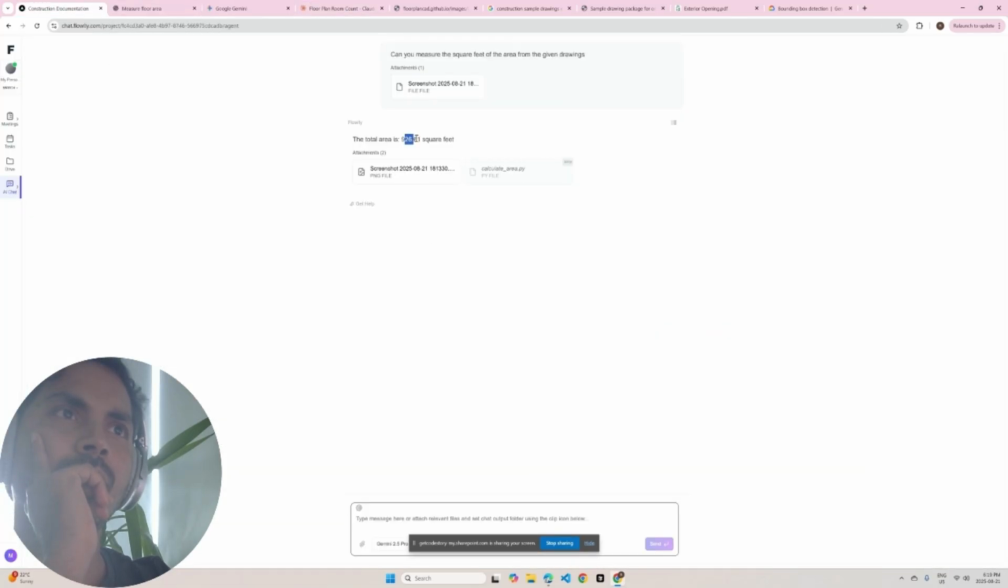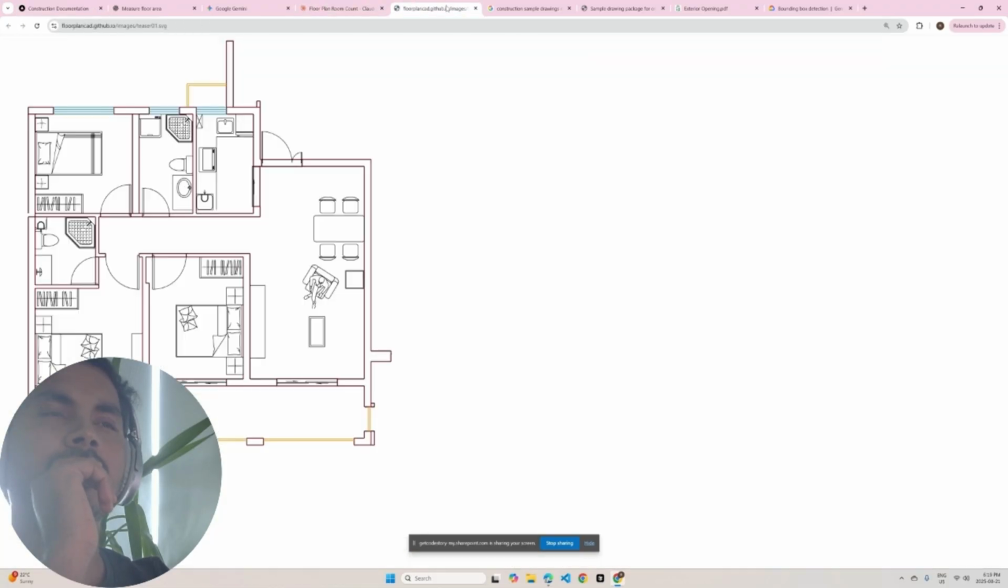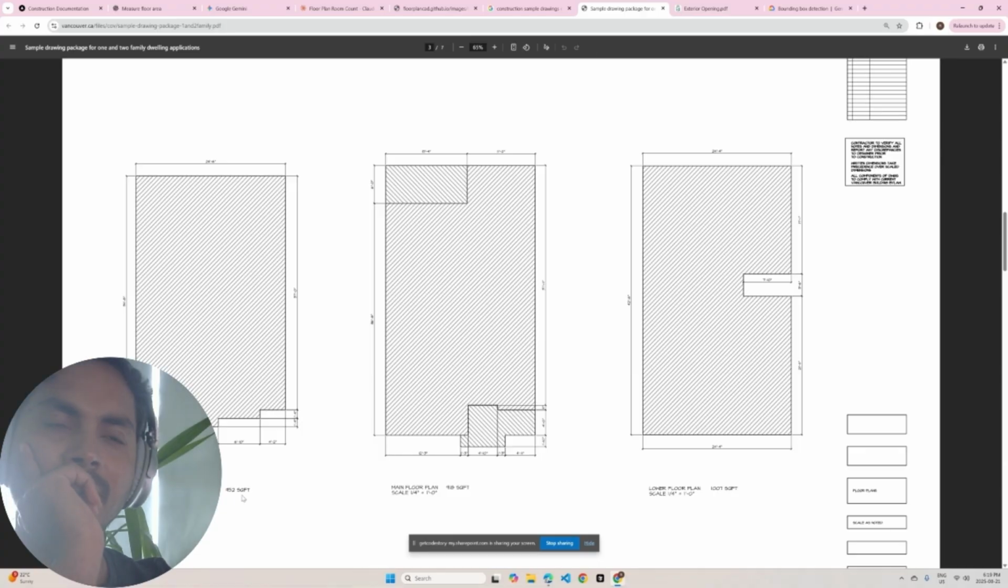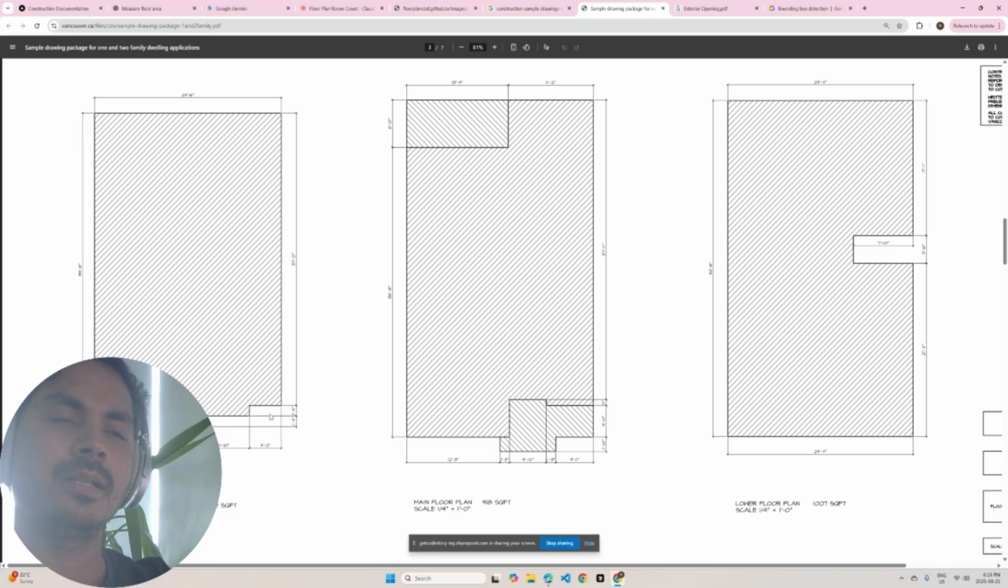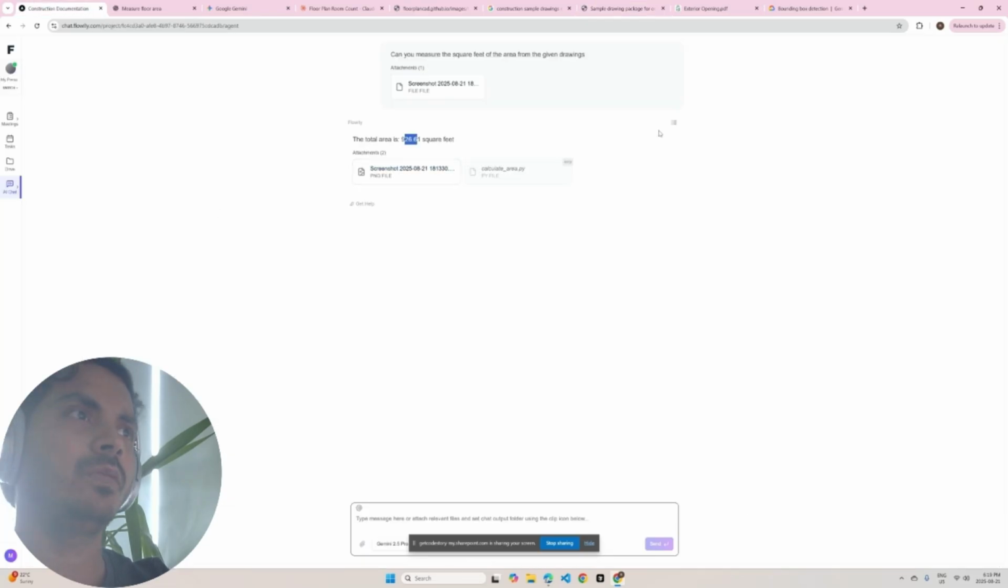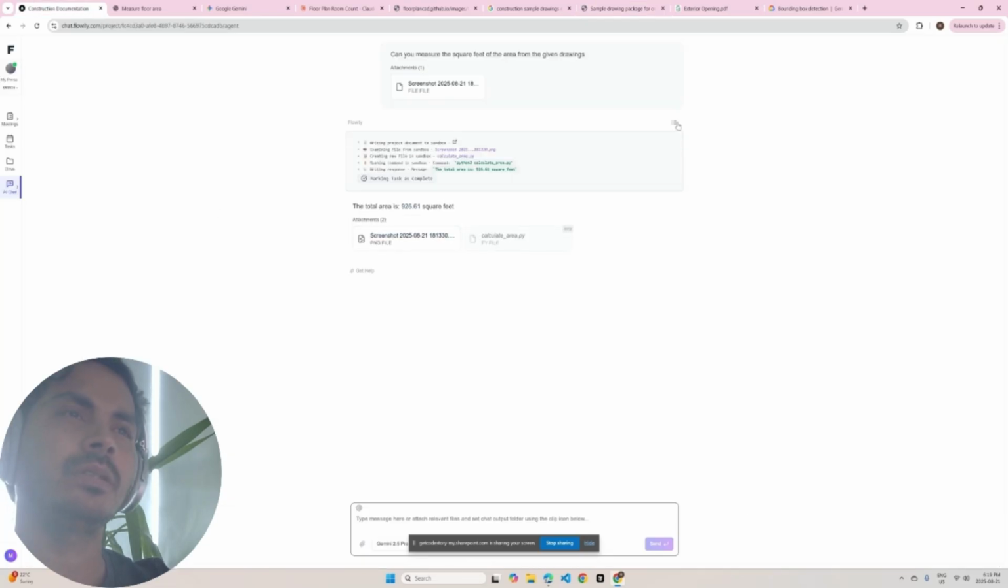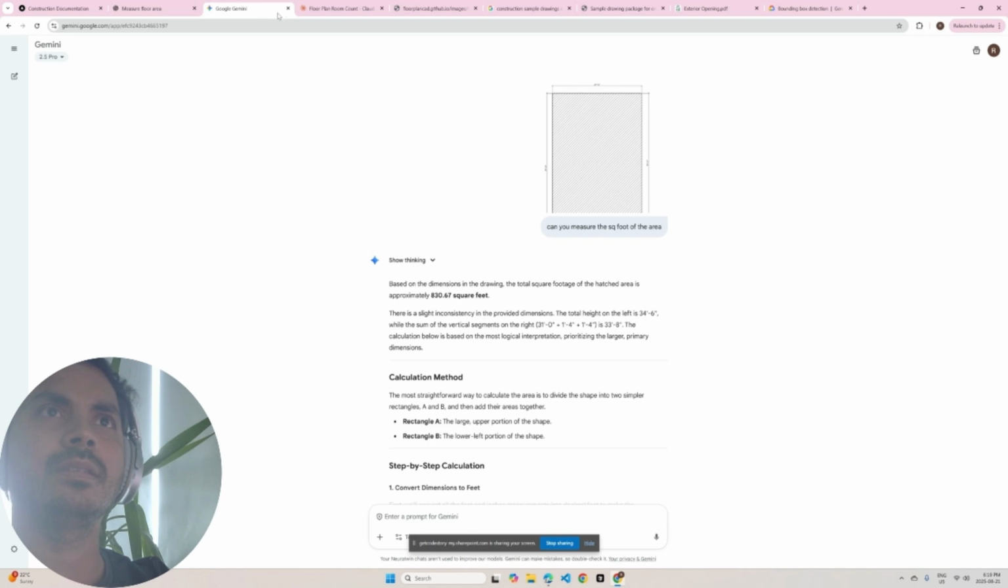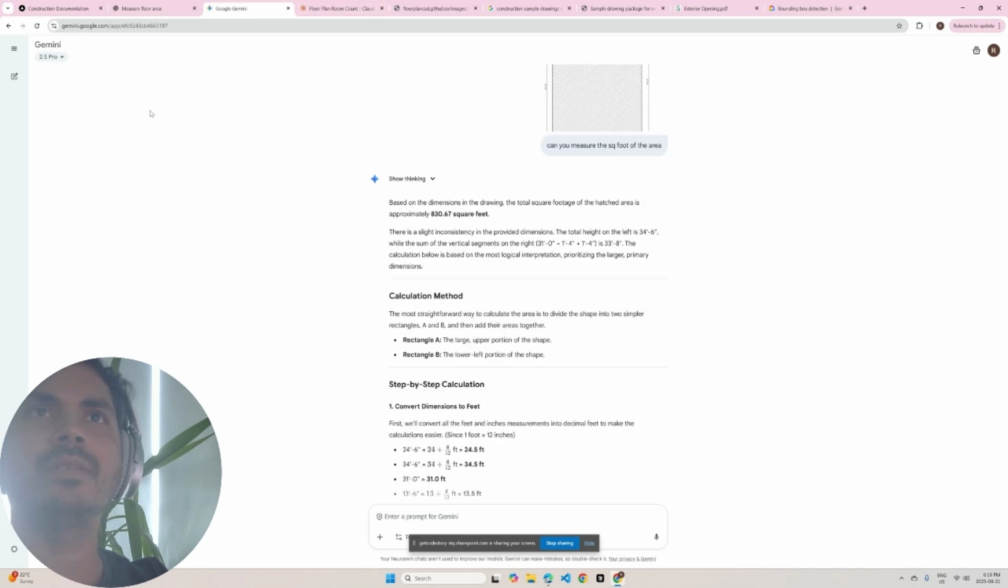Flowly says it's 926. So what was the right one? 952. So I guess Flowly is the closest one. Let me see what it did. So it calculated the area based on the script. So I think the key point is everything is off.